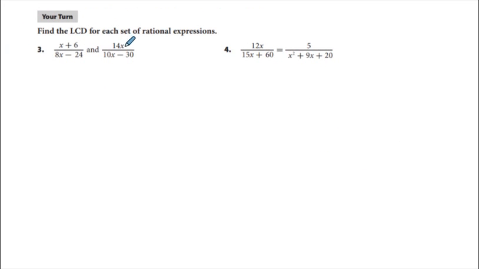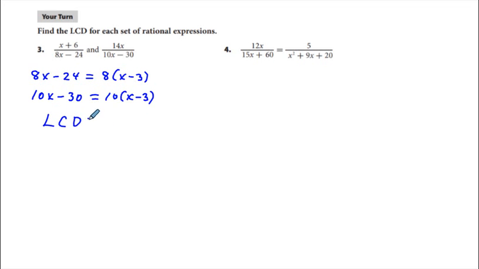Your turn. Find the LCD for each set of rational expressions. So on the left here, we have 8x minus 24, and factored out, we have the common factor of 8 times quantity x minus 3. And secondly, our second denominator is 10x minus 30, and that's going to be equal to 10 times quantity x minus 3. Now for our least common denominator, we are going to have x minus 3 in common to both of those denominators.